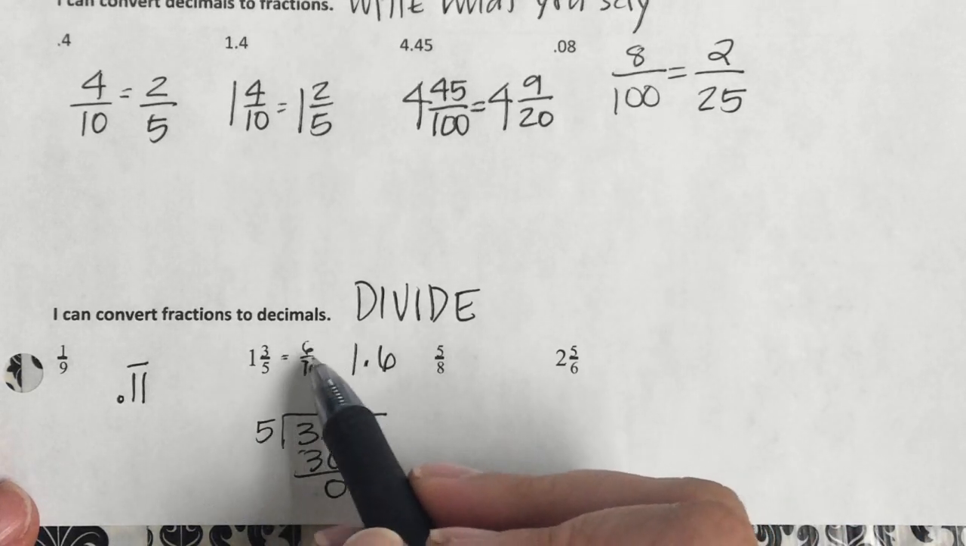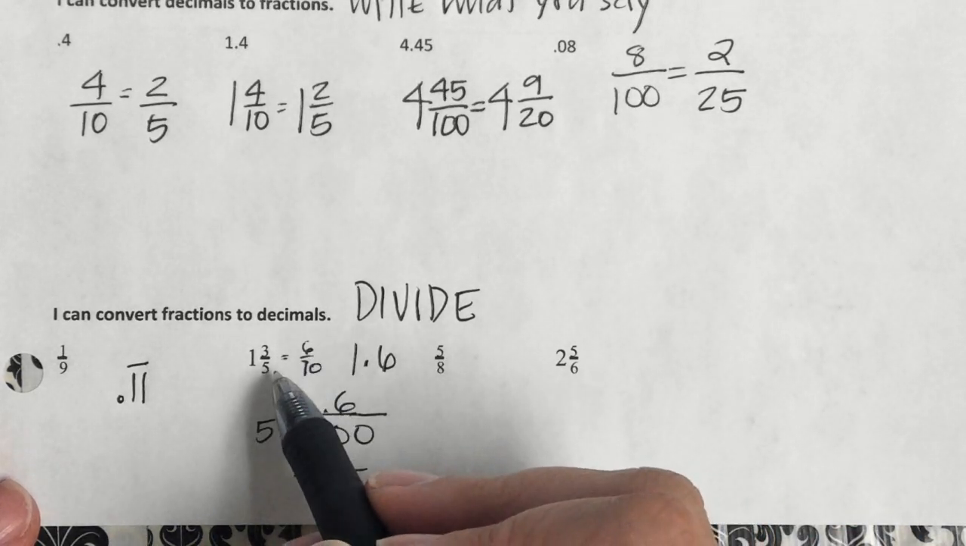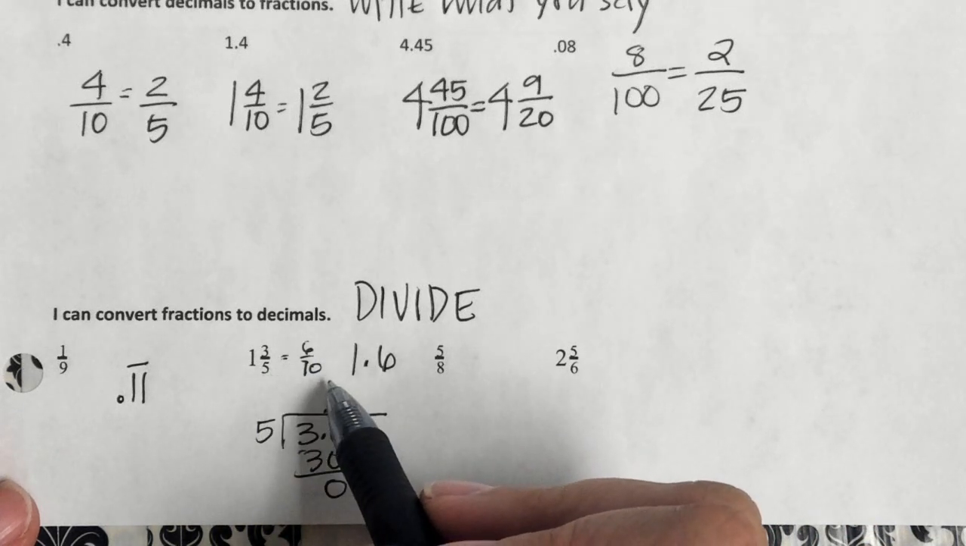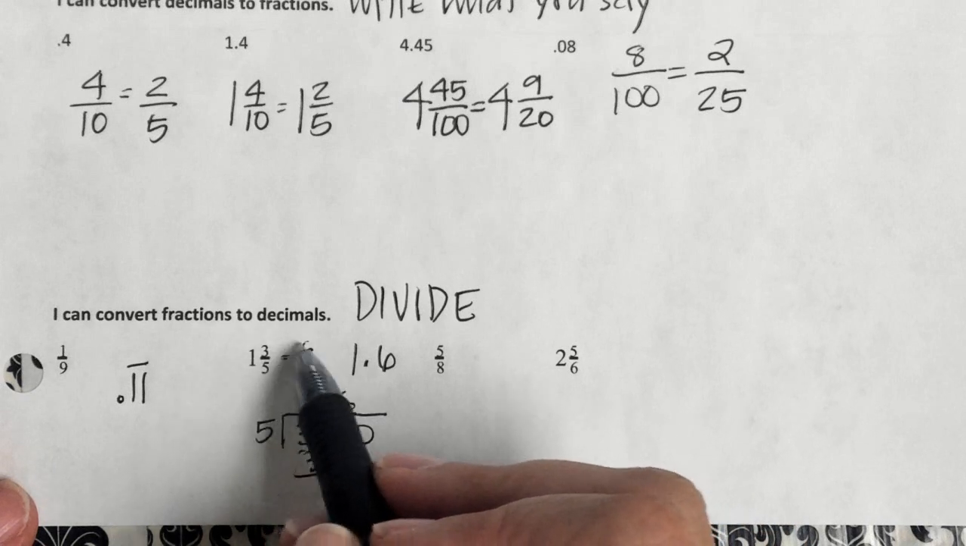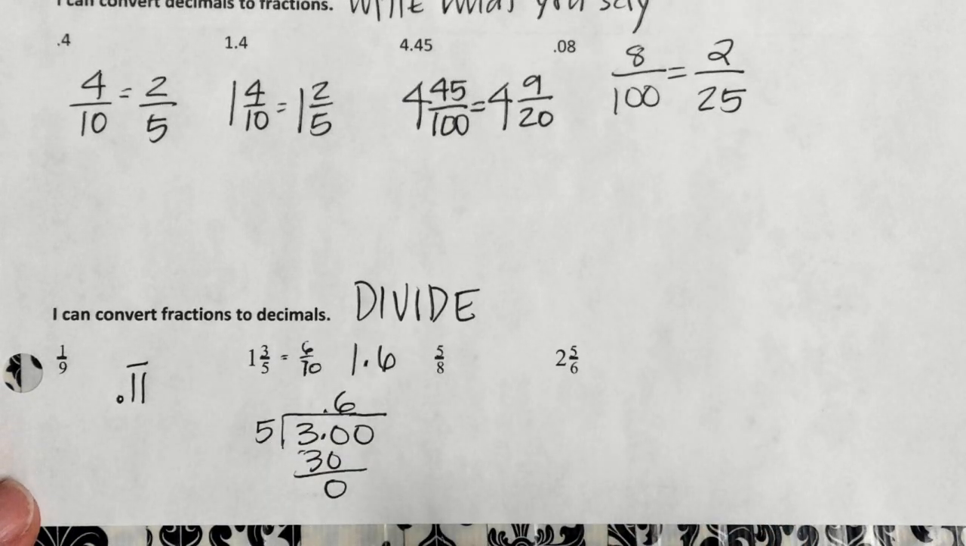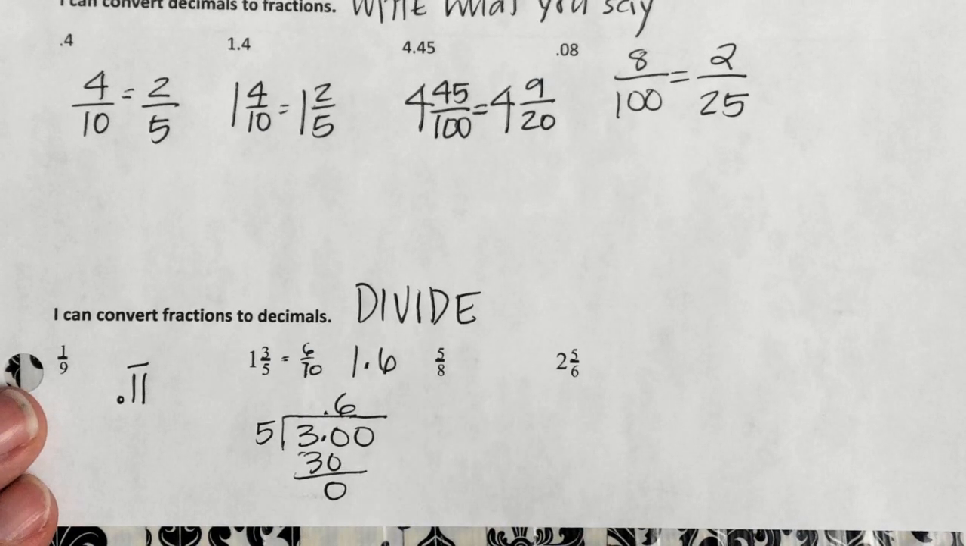As Fletcher was just saying, if I change this denominator to a 10, I'm talking about tenths. So 5 times 2 would give me 10, so 3 times 2 is 6. You don't even have to work it out. You can just make sure your denominator becomes a 10.